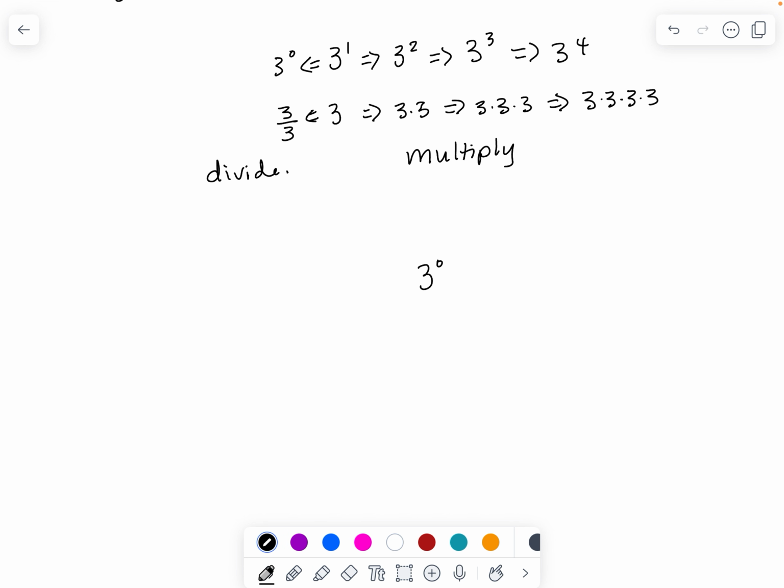3 to the 0 is 3 over 3, which is 1. So here's the weird rule. Any number to the 0 power is always 1.